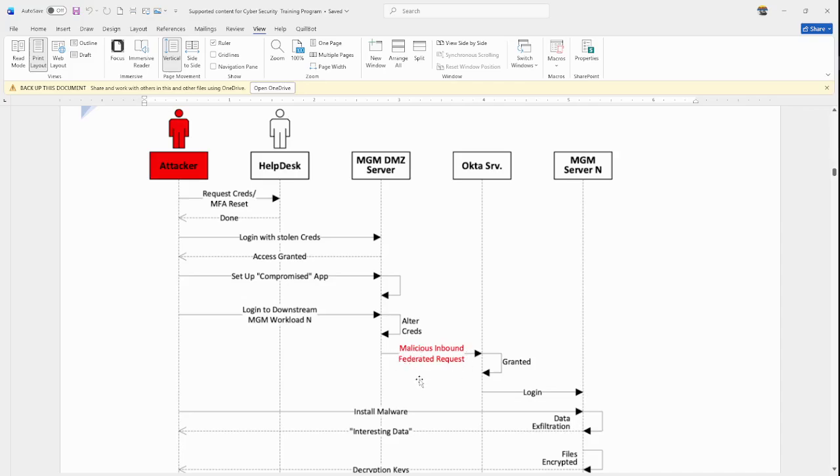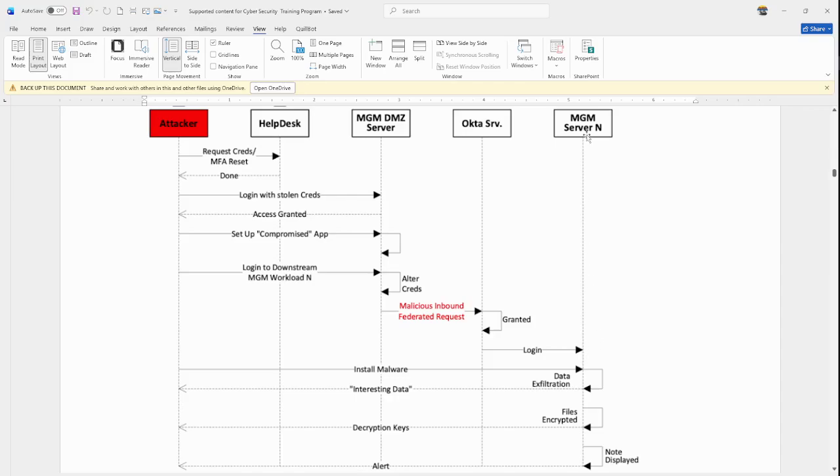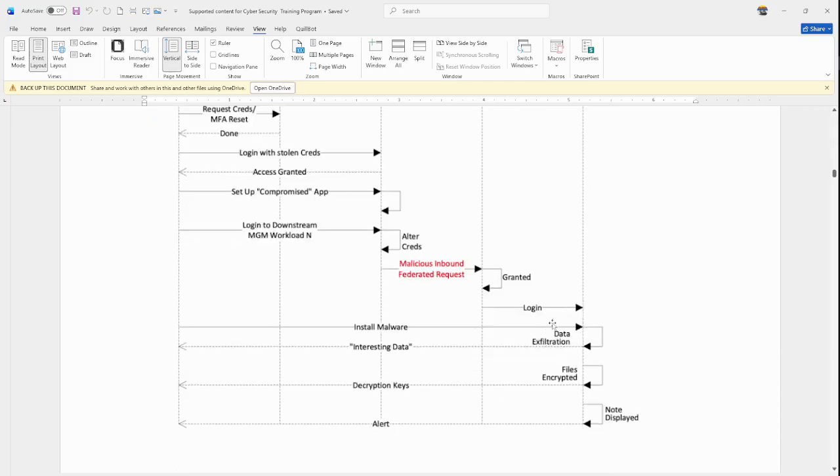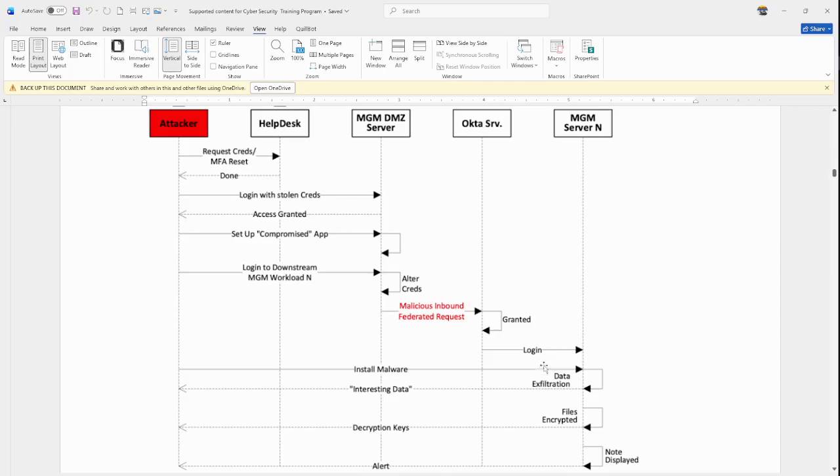Then he requested some other credential with Okta. Okta is an MFA login, just like your OTP. He compromised that one also, and got access there too. Once he was granted access, he gained access at the server level. He got access to the main server and started pulling all the data. This is data exfiltration. He took all the data. He installed the malware.